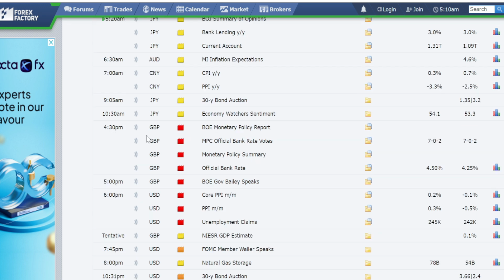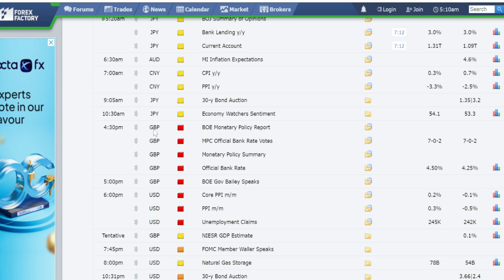Around 4:30 p.m. we have multiple high impact news planned for British pound related currency pairs, and at 5 p.m. we have again high impact news planned for British pound related currency pairs, and from 6 p.m. we have high impact news planned for US dollar related currency pairs. So we have multiple high impact news planned for British pound and US dollar related currency pairs today, so we can expect lots of volatility in both of these currency pairs.